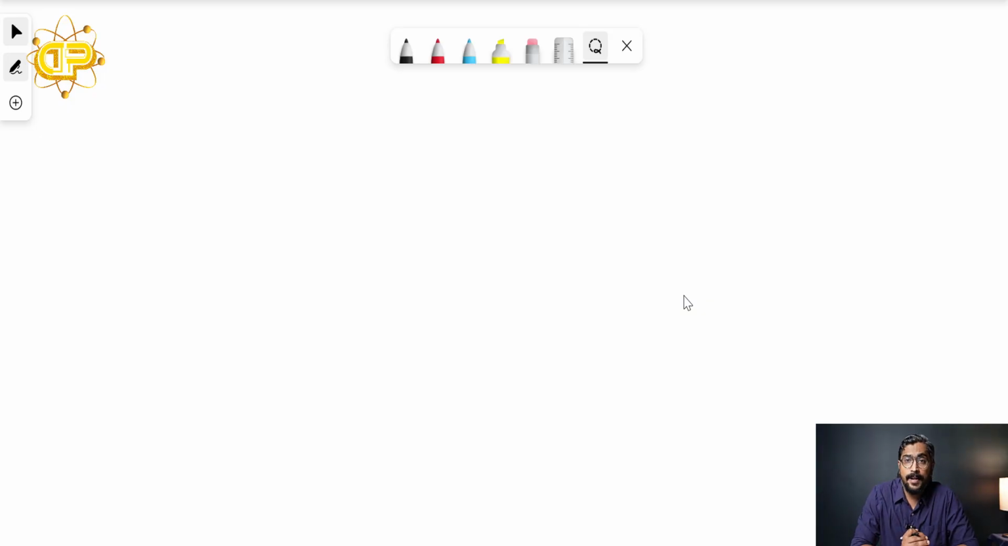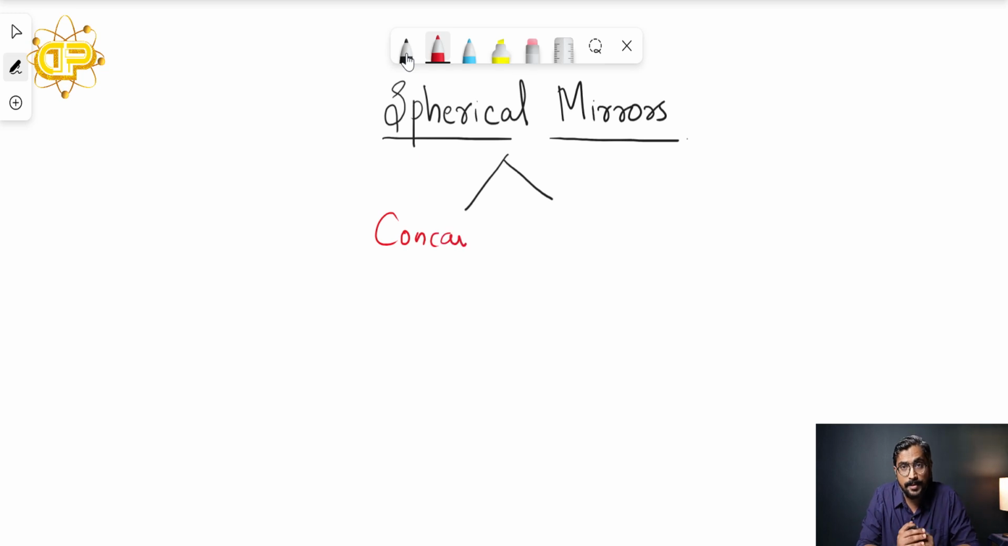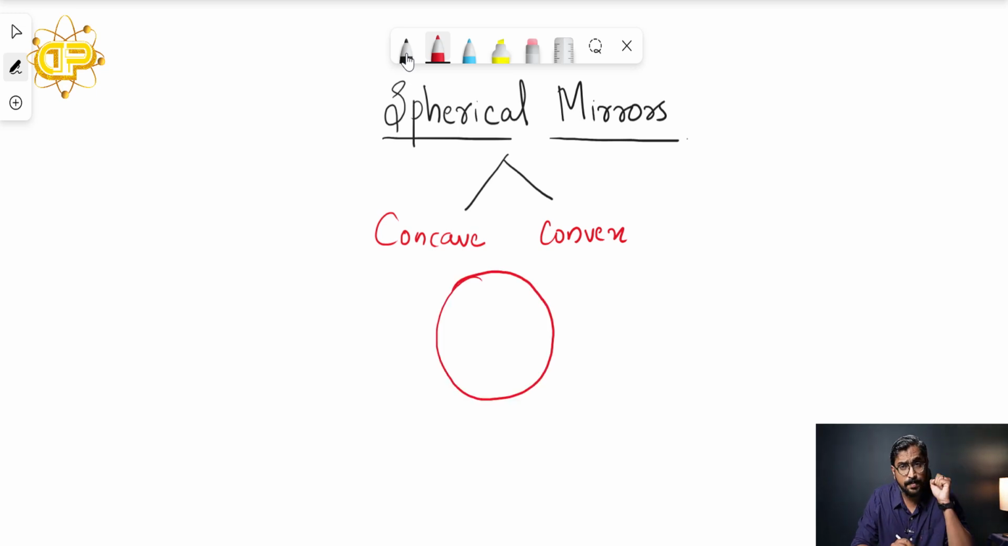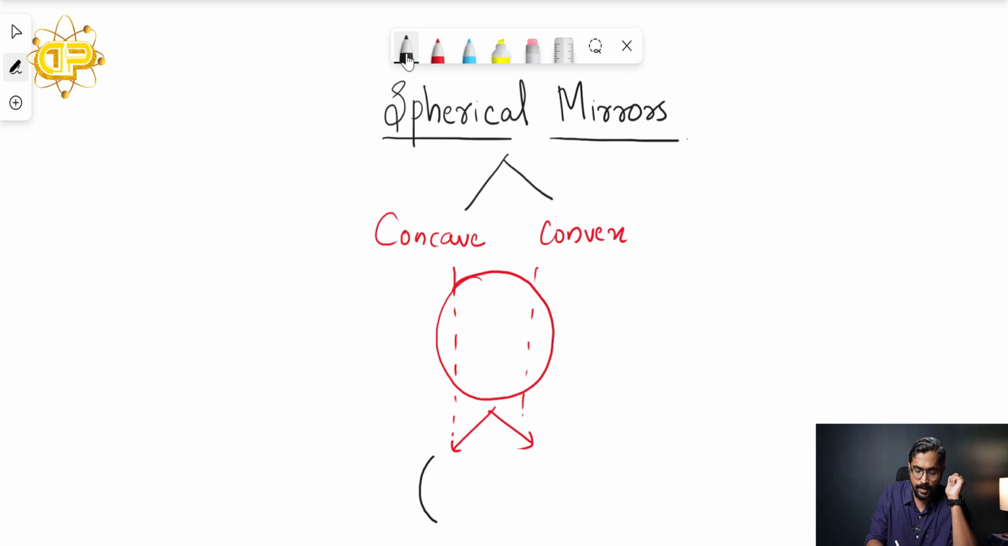So spherical mirrors, we have seen two types: concave as well as convex mirrors. Now we will have a brief recap. Just imagine that you have a sphere with you, and the sphere is transparent, and you cut out two portions from the sphere. Then you will get two parts, one will be like this and the other will be like this.